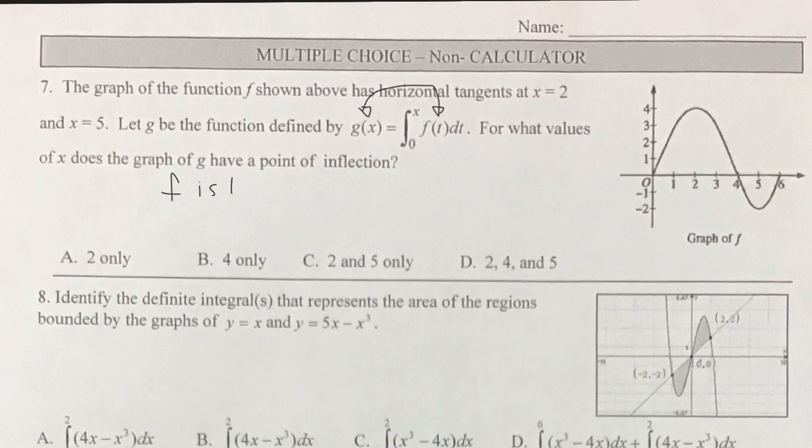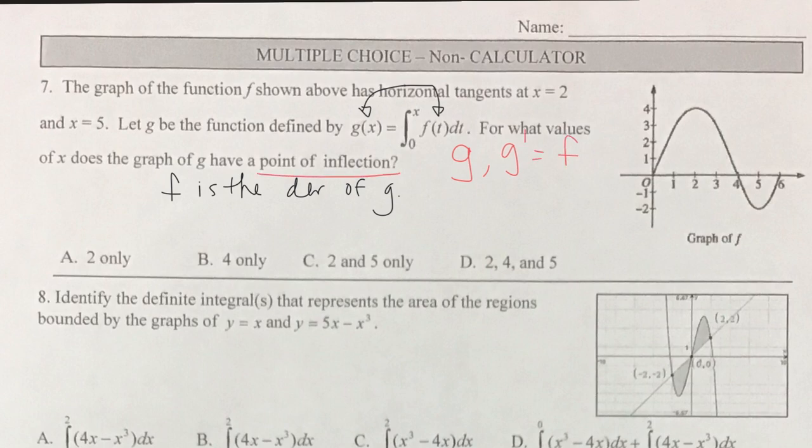F is the derivative of G, right? By the fact that this is an integral, it means that F is the derivative of G, or G is the antiderivative of F. So we have G as your function, and then F is the first derivative, so G prime equals F.